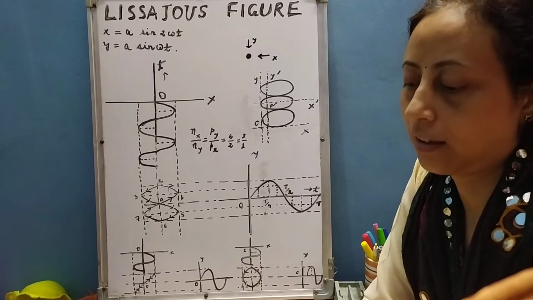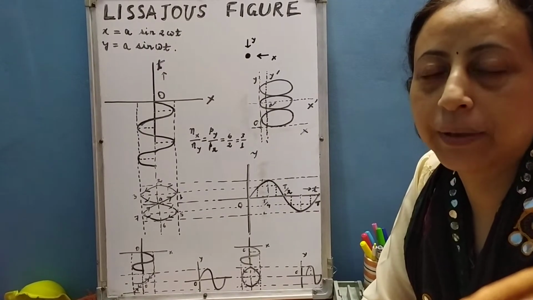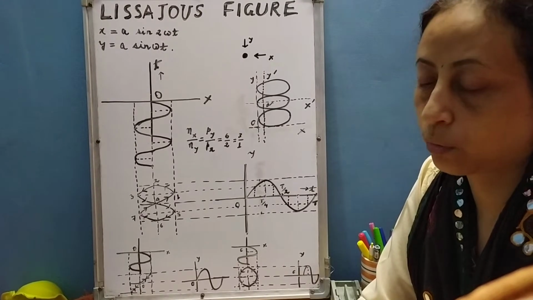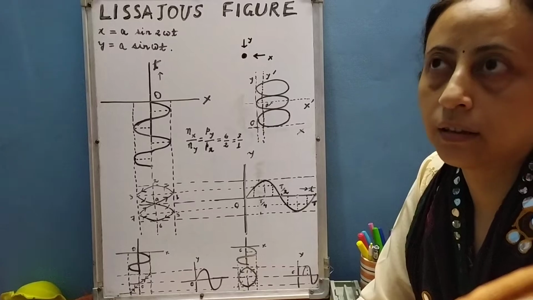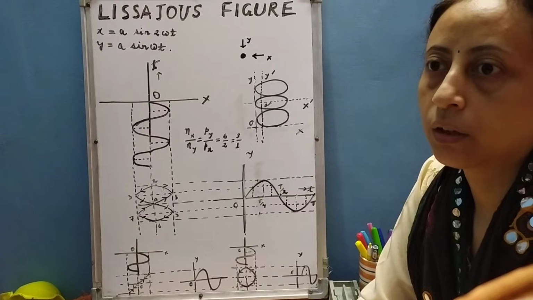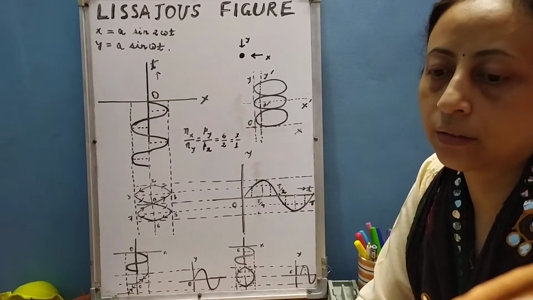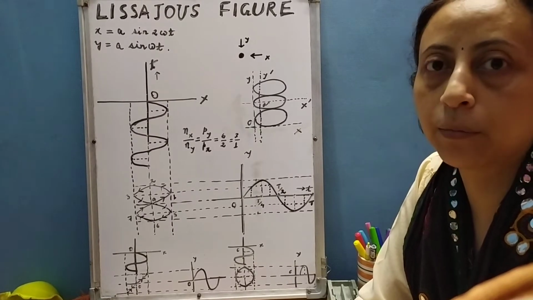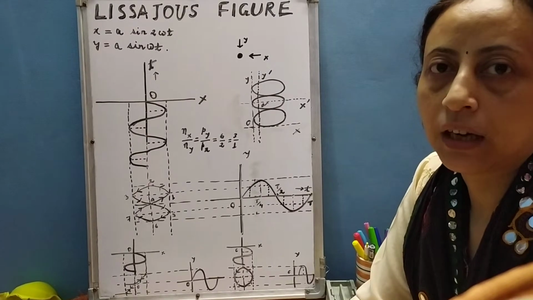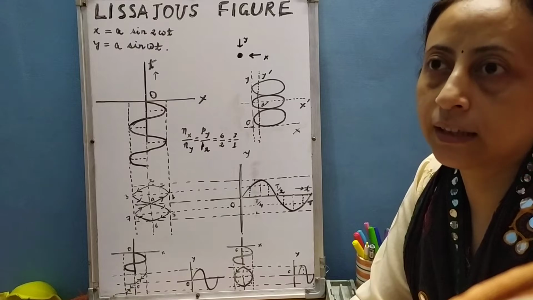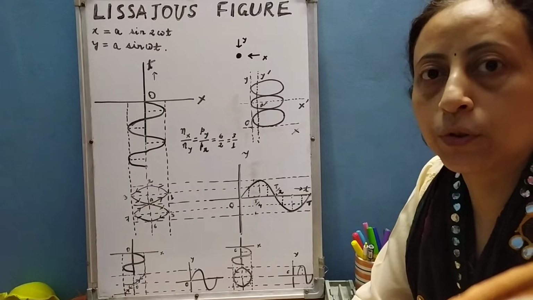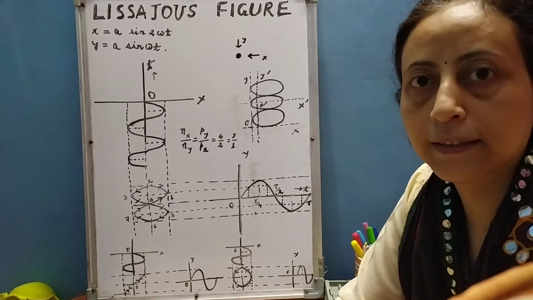Hello everyone. Today I am going to explain how Lissajous figures are drawn and what Lissajous figures are. So first, let us come to what a Lissajous figure is. You know that when a simple harmonic motion acts on a particular body, it will undergo to and fro oscillatory motion in which the restoring force is proportional to the negative of the displacement.